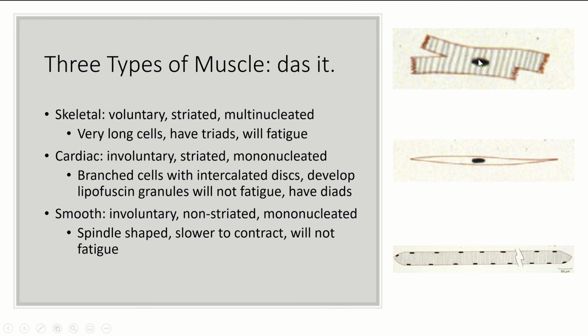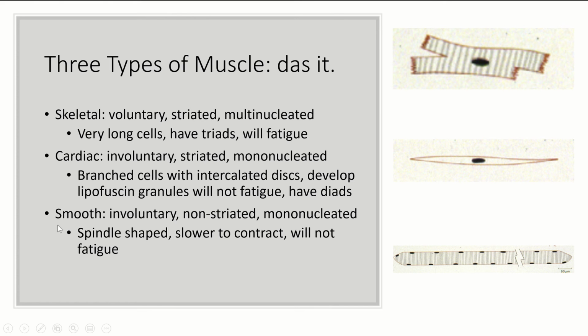And then some more features of it is that they are branched cells with intercalated discs. So here you can see how this one cell is branching off across and forming these intercalated discs on the end. We'll talk more about that in a second, but that's basically what allows this cardiac muscle cell to communicate with the cell right next to it, okay? And that does help with the synchrony of cardiac muscle, right? Because your heart pumps all at once, all at once, all at once.